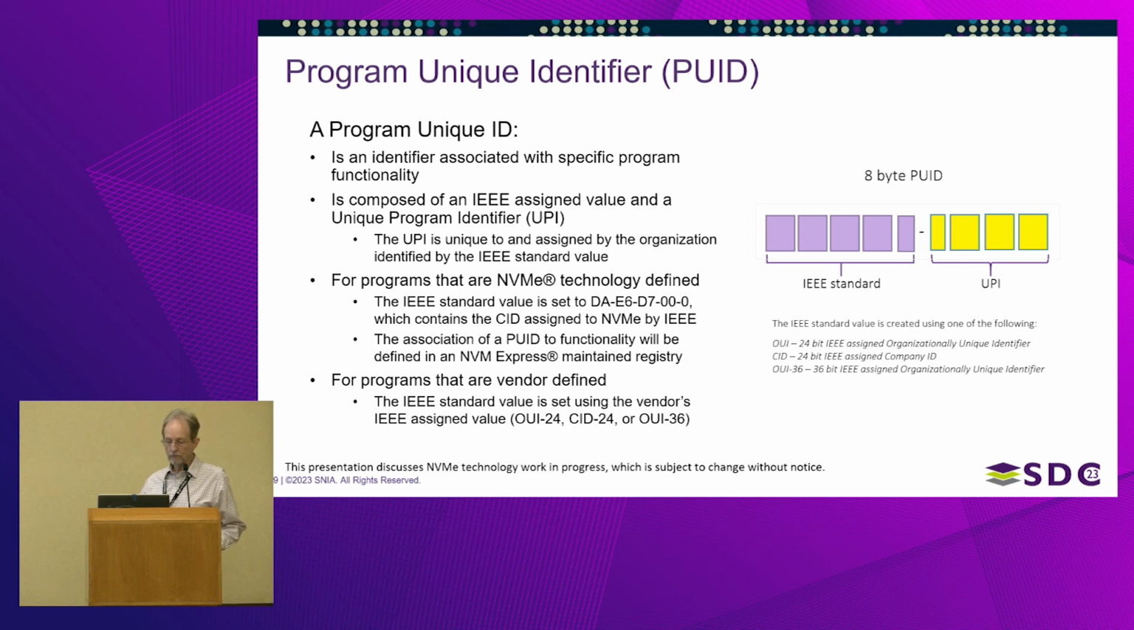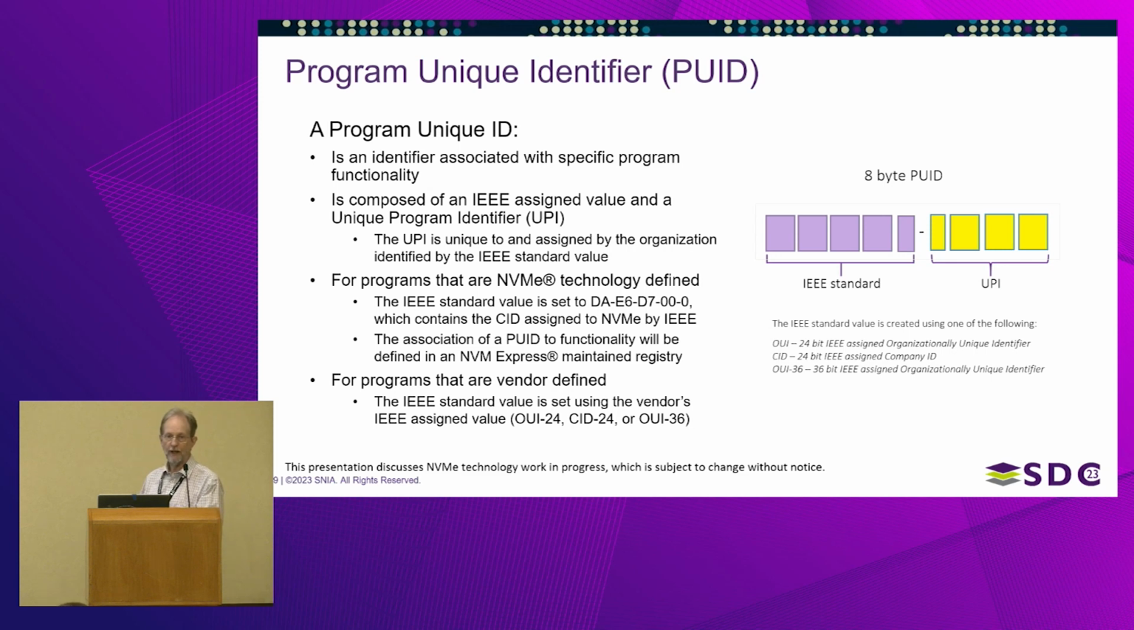Now, for programs that are vendor defined, the IEEE value is set using the vendor's IEEE assigned value, whether that's an OUI 24, a CID 24, or an OUI 36. That vendor will then assign the UPI, and the UPI could be as shown here, or it could be larger if you happen to have a 24-bit identifier assigned to your organization.